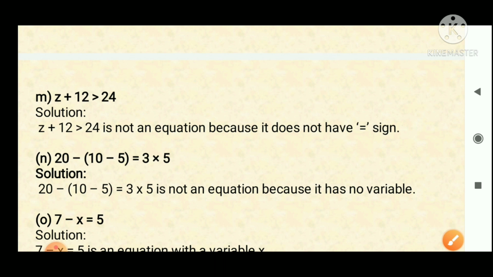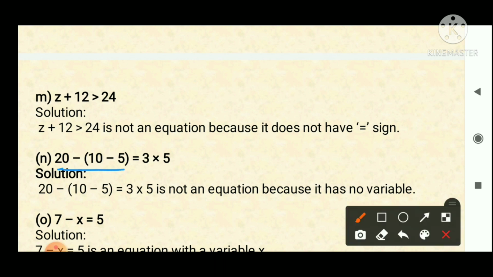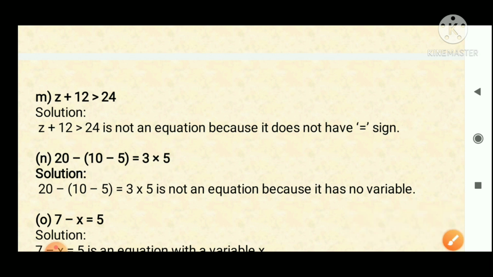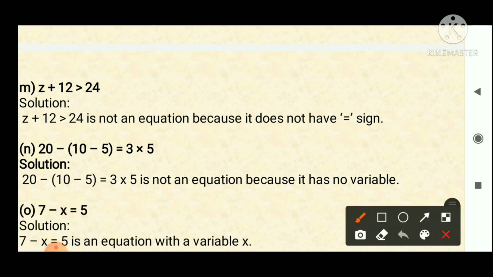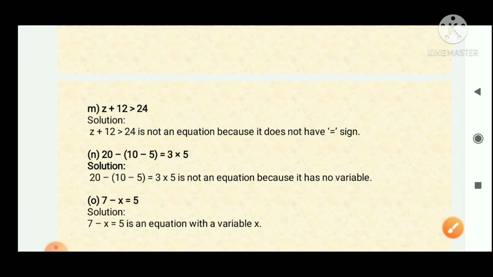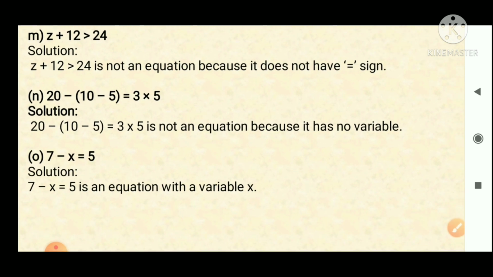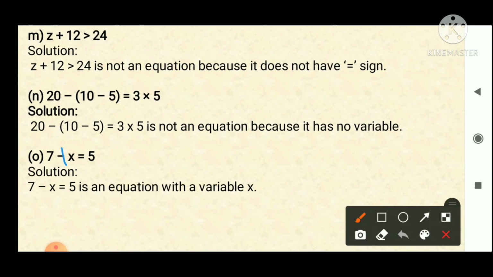Next, 20 minus, in bracket, 10 minus 5 is equal to 3 into 5. Now in that a variable is not used. So 20 minus, in bracket, 10 minus 5 is equal to 3 multiplied by 5 is not an equation with a variable because it has no variable. Next, 7 minus x is equal to 5. Here a variable and an equal sign are both used. So 7 minus x is equal to 5 is an equation with a variable x.